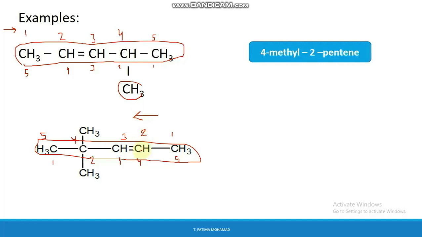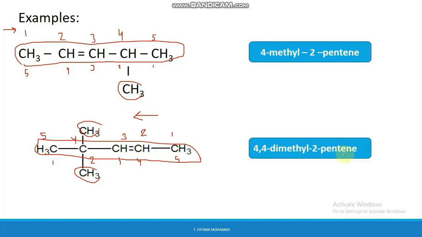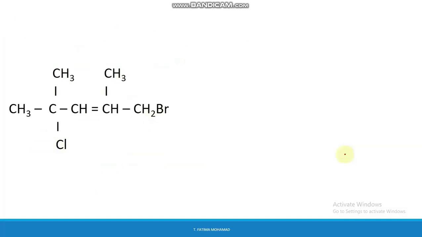So here, how many carbons? 5, so it's pentene, 2-pentene, so the double bond is on carbon number 2, and we have 2 branches on carbon number 4. These branches are methyl, so 4,4-dimethyl-2-pentene. Okay, we have here another example. Let's circle the longest chain containing what? The double bond. Okay, so we have here 1, 2, 3, 4, 5, or 1, 2, 3, 4, 5.